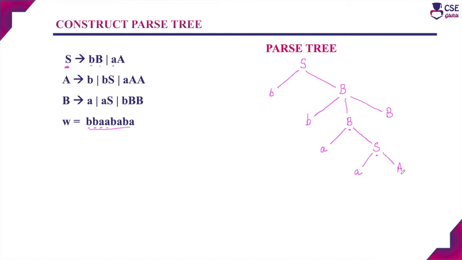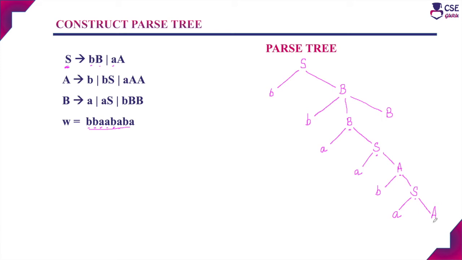The next non-terminal is A, and the next character we have to get is b. So choose the production rule accordingly. A tends to B or A tends to BBS we can apply. So we will choose the production rule A tends to BBS. So the next non-terminal is S, and the next character we have to get is a. So apply the production rule S tends to AA.